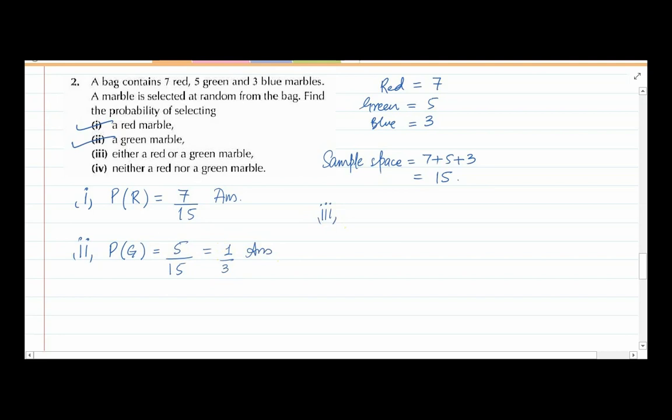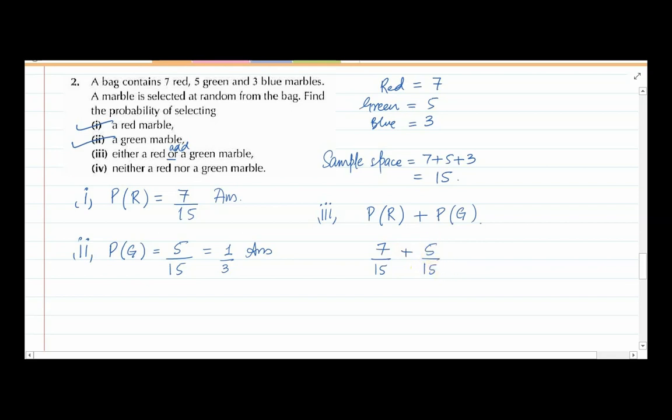After green marble, third part, either a red or a green. Or means you need to add them. So what you need to add? You need to add probability of a red marble plus, that means or, probability of a green marble. Now the possibility of red marble is 7 divided by 15 plus the probability of green marble is 1 upon 3, but I am using 5 upon 15.